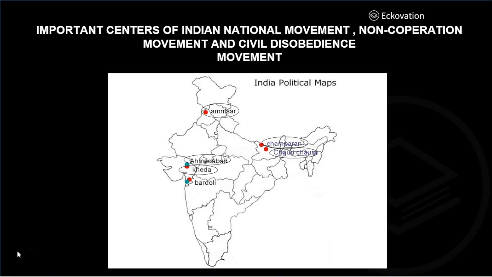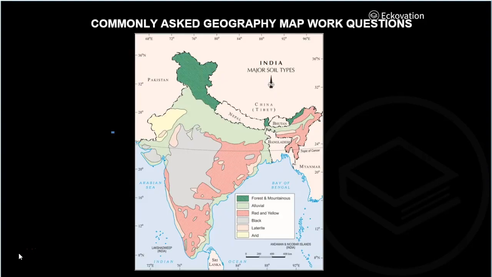Then we have Chauri Chaura. Chauri Chaura is the place where protesters participating in the non-cooperation movement clashed with police who opened fire. Then we have Bardoli. Bardoli is the place where the civil disobedience movement started. Now, we'll talk about commonly asked geography map book questions. We'll start with distribution of soil types in India.